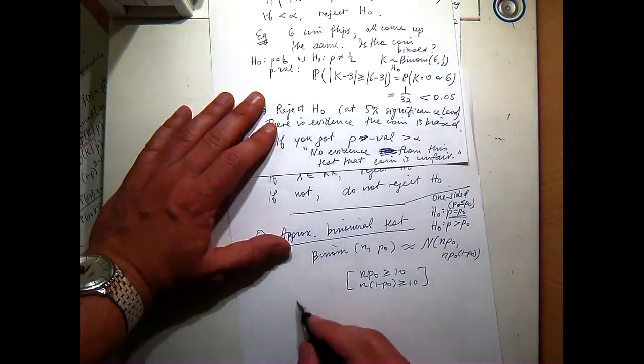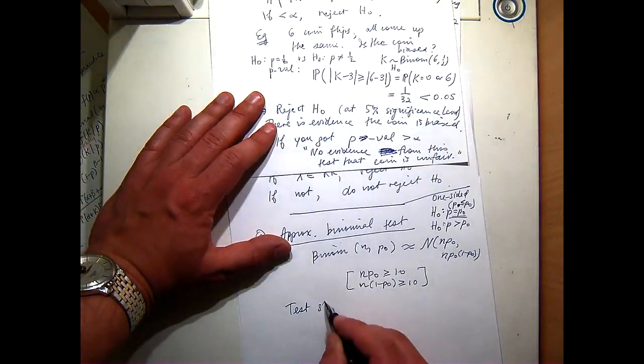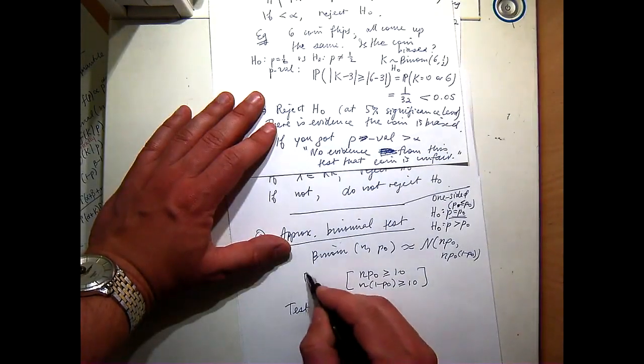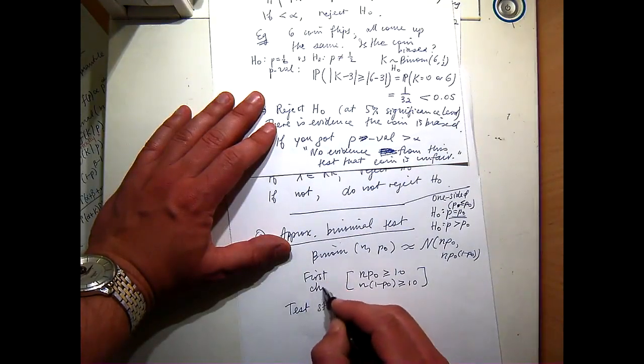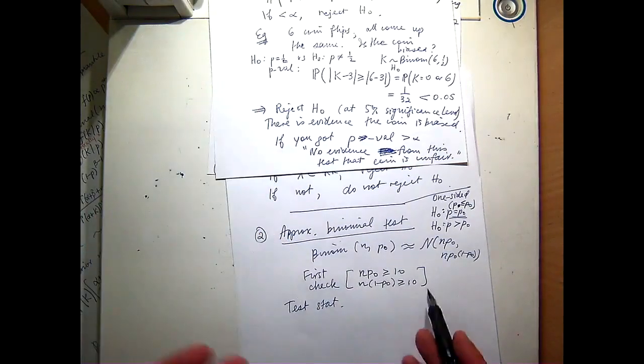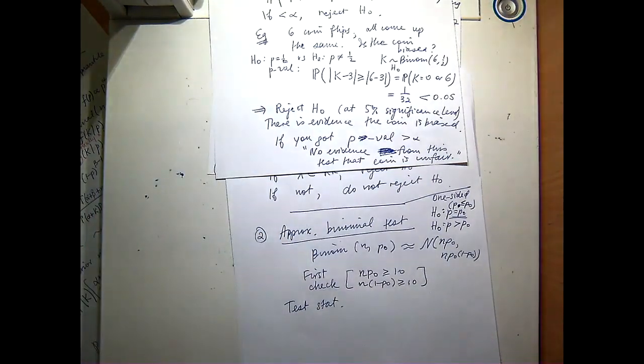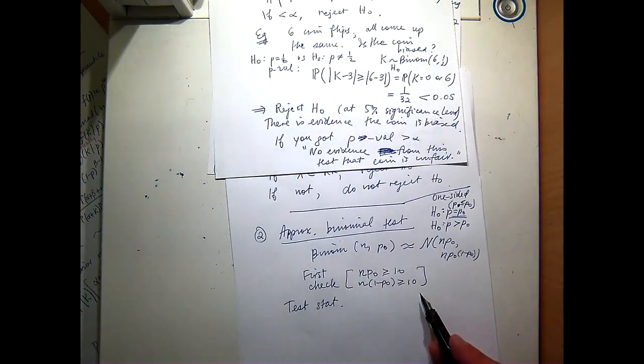And then the test statistic. So first check this rule of thumb. If that rule of thumb is not true, then the approximate binomial test is too approximate, even at the 95% confidence level. Now, this rule of thumb is actually not good enough if you wanted 99.999% confidence. Then you would need a better one. But this is good enough at 95%.